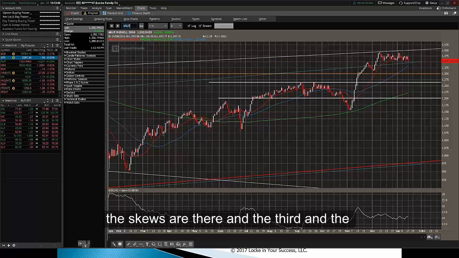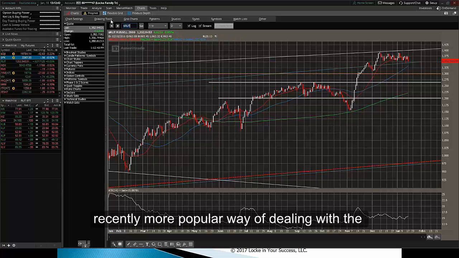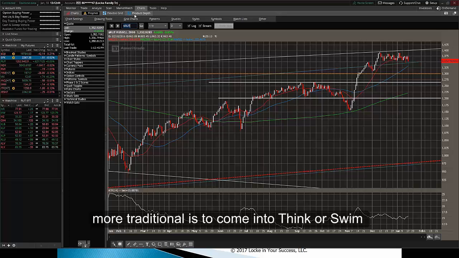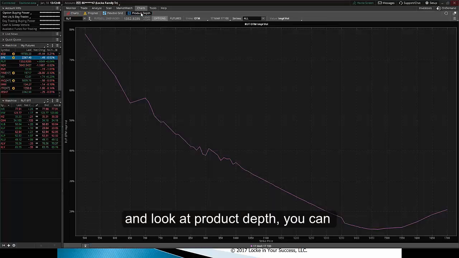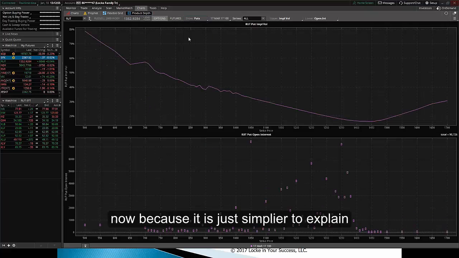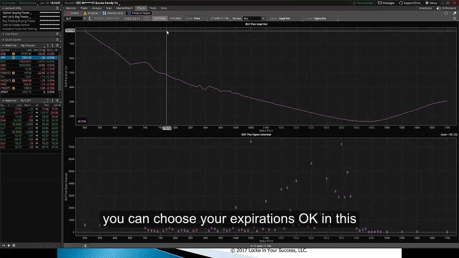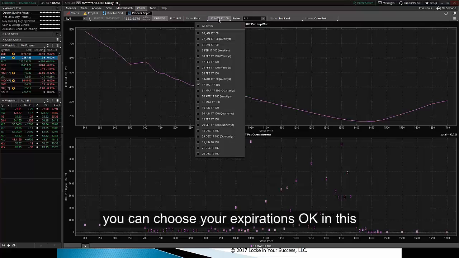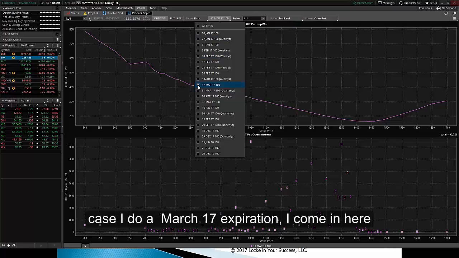And the third, and the recently more popular way of dealing with it, or the more traditional, is to come into thinkorswim and look at product depth. I'm just going to do just the volatility and the puts for now, because it's just simpler to explain. You can choose your expirations. Okay, in this case, I do a March 17th expiration.